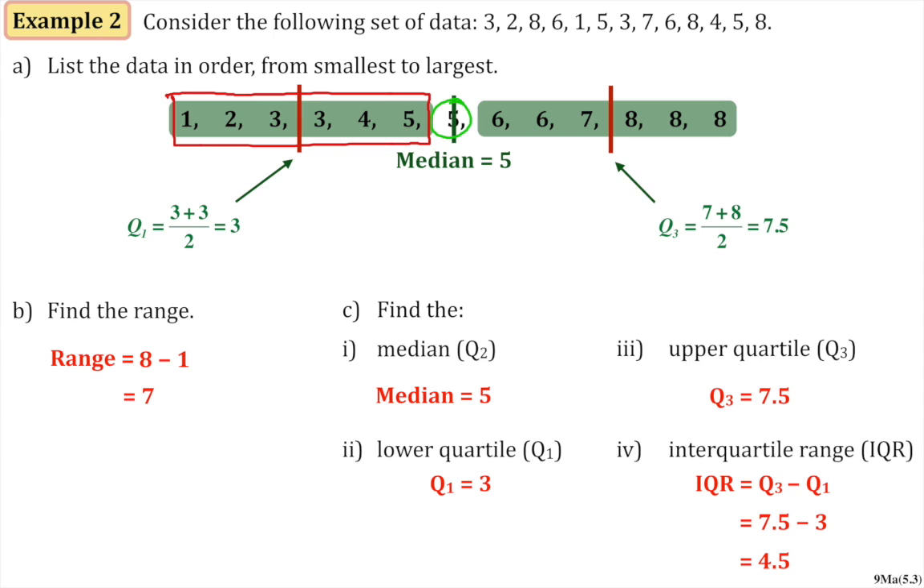Remember, the interquartile range is, when you look at the middle 50% of the numbers, it's this number between 7 and 8 minus this number between 3 and 3, and it tells you that there's a 4.5 spread over the middle 50% of the numbers.